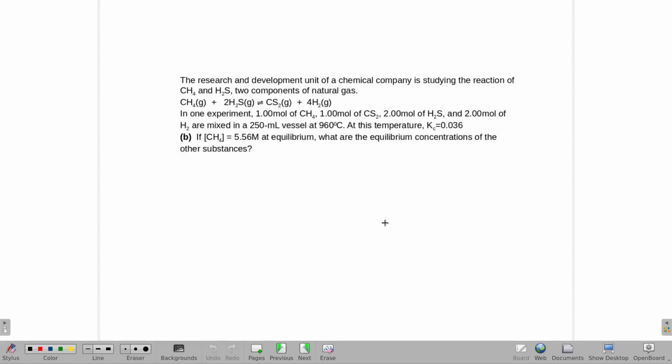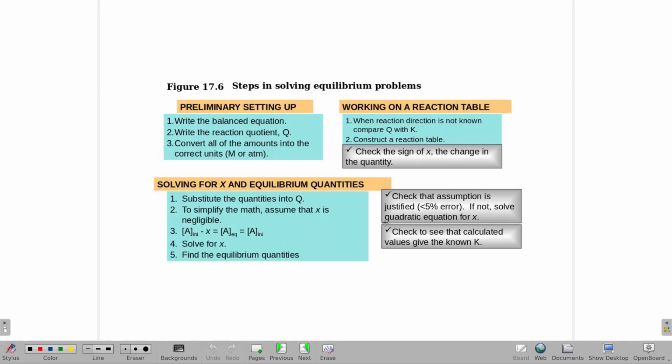You will always be able to use a quadratic equation or simplify the math by assuming there's errors in it. Alright, so this is the whole gist of what we're doing. So right there is our correction for if you want to try to cheat the math and assume there's a little bit of error. As long as there's less than 5%, you are allowed to do that.